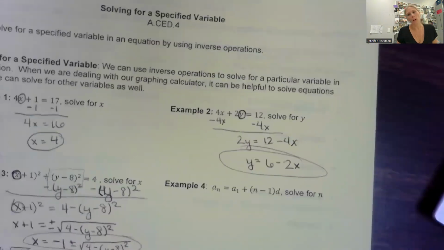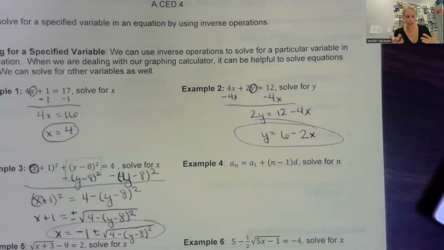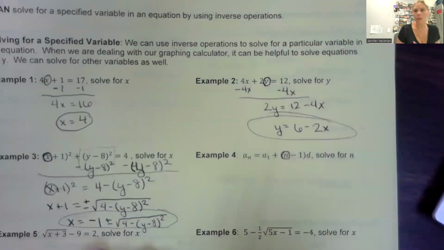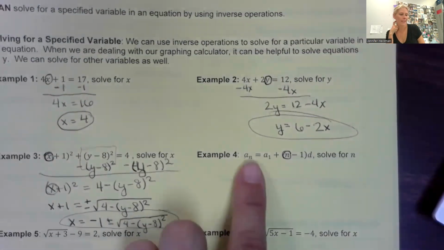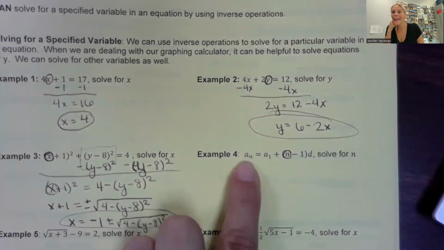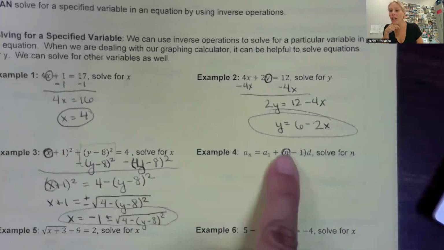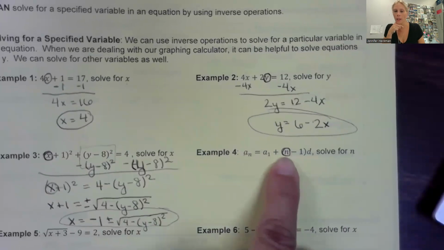Example 4, because we know we've got to do a lot of examples just for extra help. So a subscript n. Now, for those of you who are not familiar, this is not a times n. This is a subscript n. If you remember, this comes from your arithmetic series. So it's a term, the nth term. So this n is not what we're solving for. We're solving for the variable n.